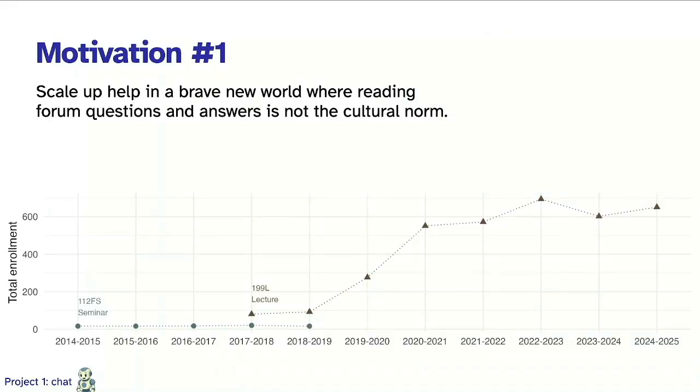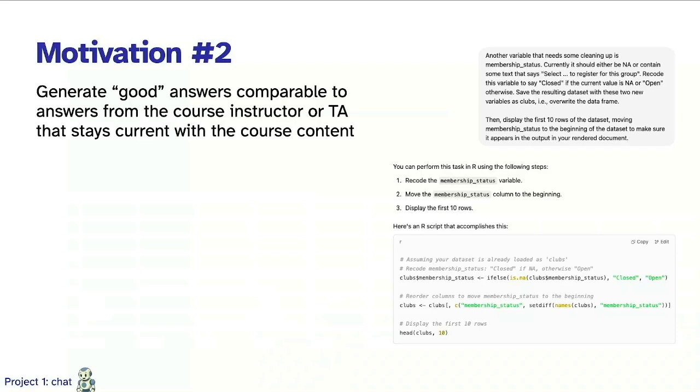The first motivation is because the course size has been increasing over the years. You can see where the course sizes are, we teach over 600 students a semester, but our TA numbers aren't growing as exponentially over this time. Therefore, we may not always have as much support as the students might need. The other motivation was that I asked, could we generate good answers comparable to answers from the course instructor or TA that actually stays current with course content?